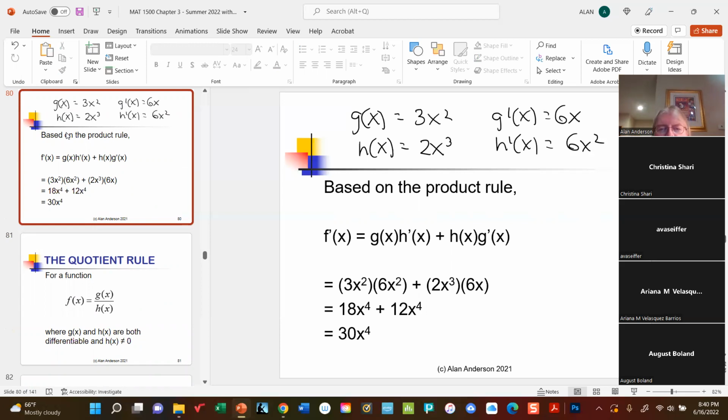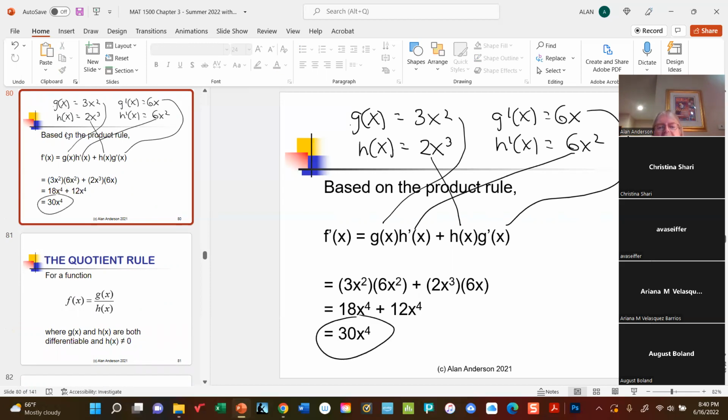And so plugging these in, you can see down here we've done exactly that. Then you'll end up with 18x to the 4th plus 12x to the 4th. And just as we predicted, we end up with 30x to the 4th. All right, I think we can use a little more practice. Let's come up with one that's just a little bit messier. Okay. So how about this?